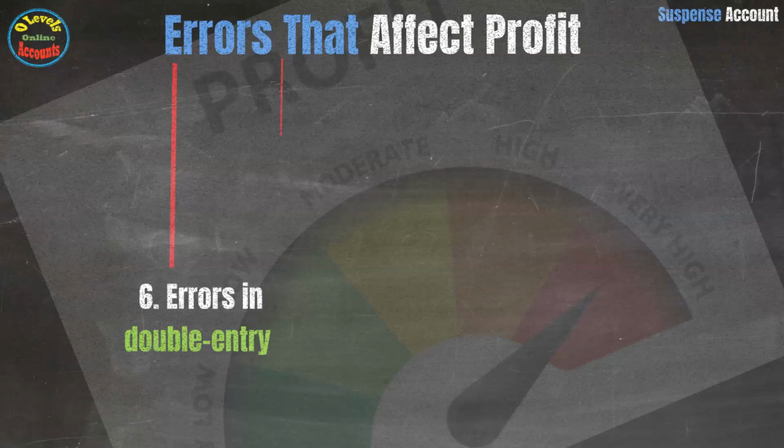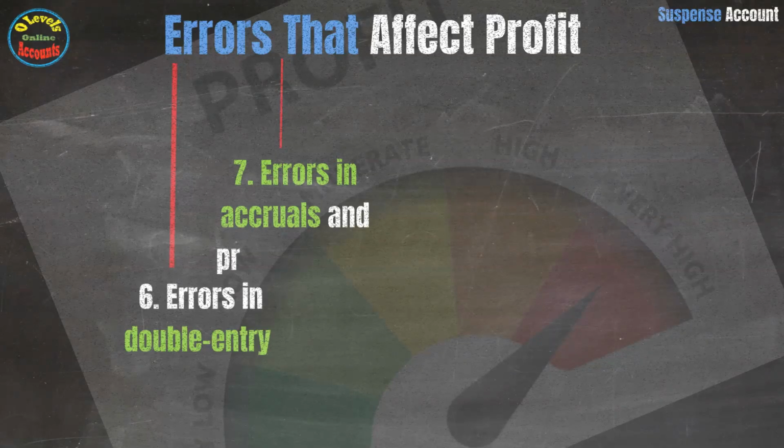Number 7, errors in accruals and prepayments. Accruals, or expenses incurred but not yet paid, and prepayments, or expenses paid in advance, must be adjusted at the end of the period. Failing to adjust for these items will affect profit.